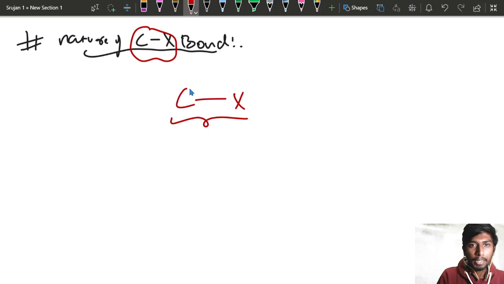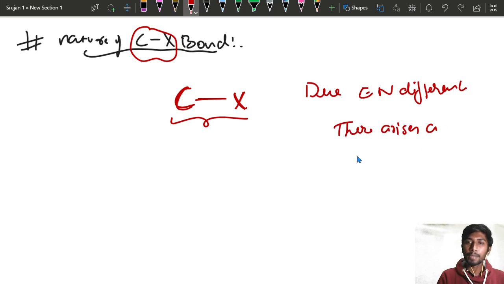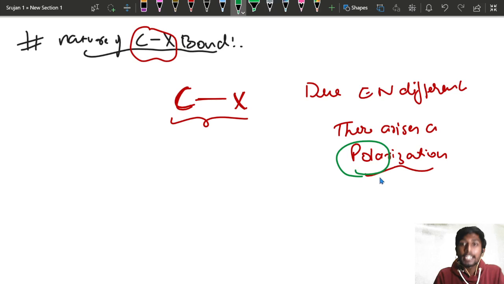But the main thing is that due to electronegativity difference, there arises polarization. What is polarization? Polar is nothing but a difference in the charges. The one which is more electronegative pulls the electron pair towards itself.